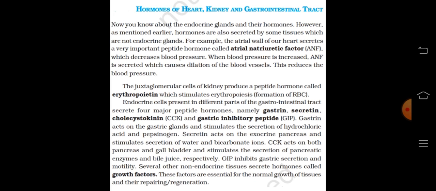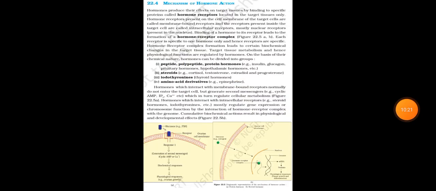Several other non endocrine tissues secrete hormones called growth factors. These factors are essential for the normal growth of tissues and their repairing or regeneration. Mechanism of hormone action. Hormones produce their effects on target tissues by binding to specific proteins called hormone receptors located in the target tissues only. Hormone receptors present on the cell membrane of the target cells are called membrane bound receptors, and the receptors present inside the target cell are called intracellular receptors, mostly nuclear receptors.